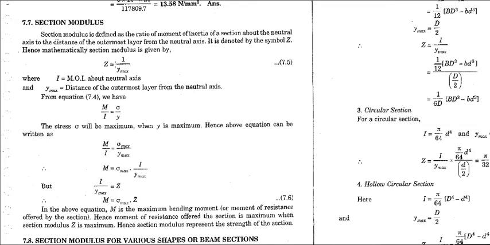The section modulus is denoted by Z, and this is defined as the ratio of the moment of inertia over the y max. Y is the extreme fiber at which the bending moment is maximum. So by using this equation we can calculate the section modulus of any type of section.